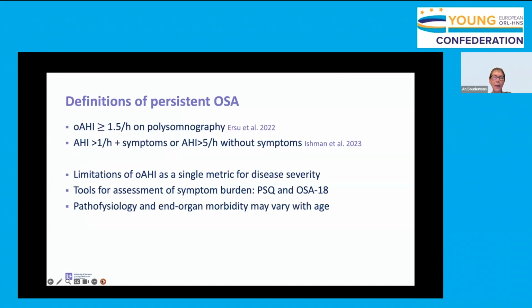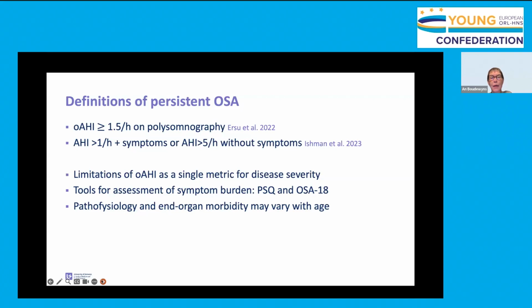There are two recent papers on persistent obstructive sleep apnea that try to give some definition on what this is exactly. And both base their definition on polysomnographic data. In the paper by Refika Ersu, persistent sleep apnea is defined as an obstructive apnea-hypopnea index more than 1.5 on polysomnography. And in the paper by Stacey Ishman, the apnea index is combined with symptoms, or when it's more than 5 per hour, this is also considered to be persistent sleep apnea, regardless of whether symptoms are present.